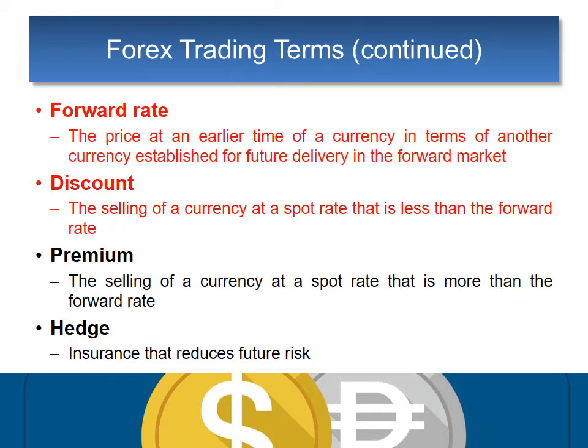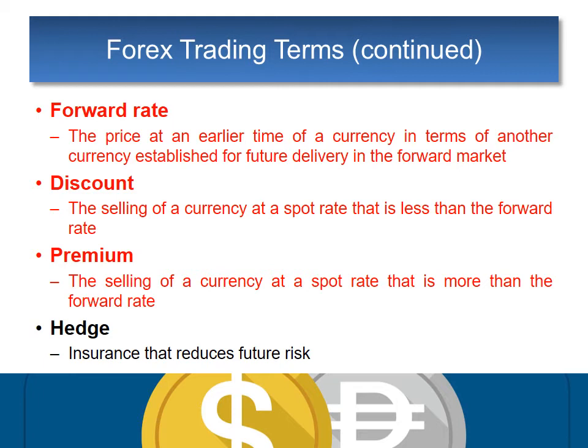Discount is the selling of a currency at a spot rate that is less than the forward rate. For instance, if the spot rate for the dollar is 45 pesos and after 60 days, the forward rate is 46 pesos per US dollar, the market expects that the Philippine peso will depreciate against the dollar in the next 60 days. Because the peso is depreciated in the forward market per dollar than in the spot market, foreign exchange dealers say that the peso is selling at a discount in the 60-day forward market.